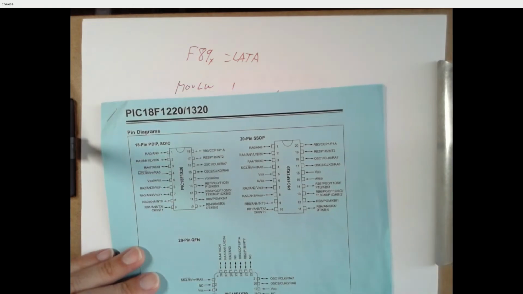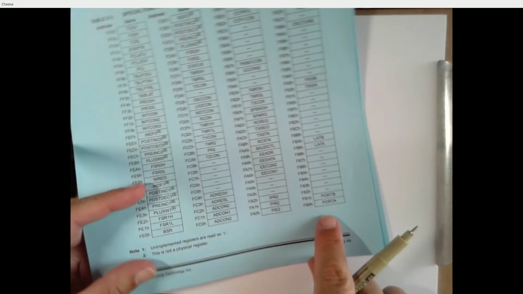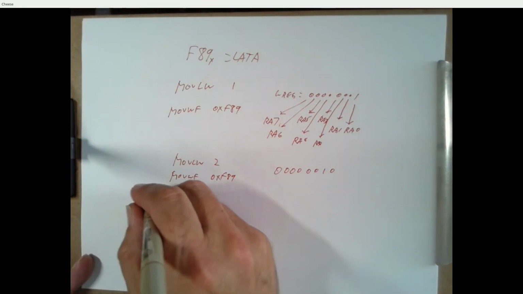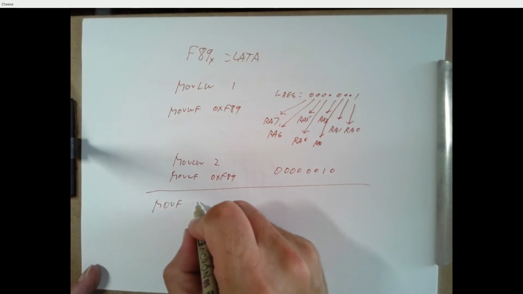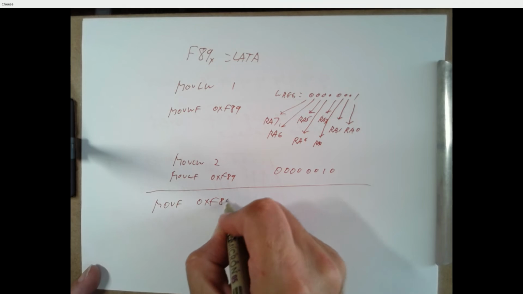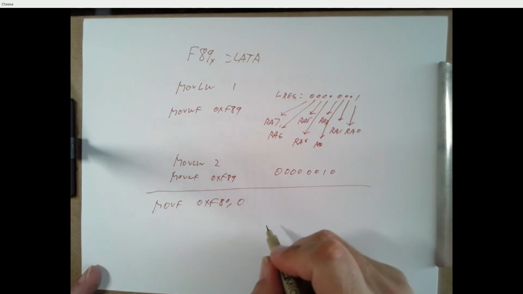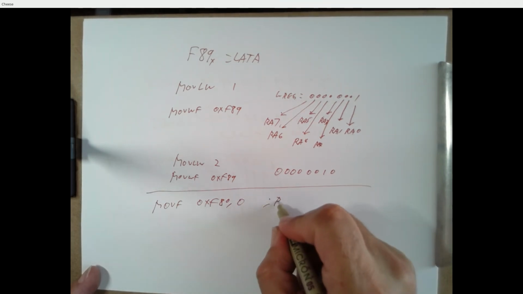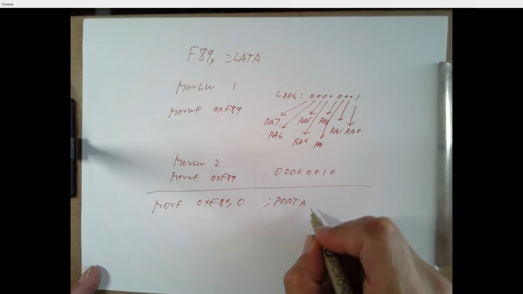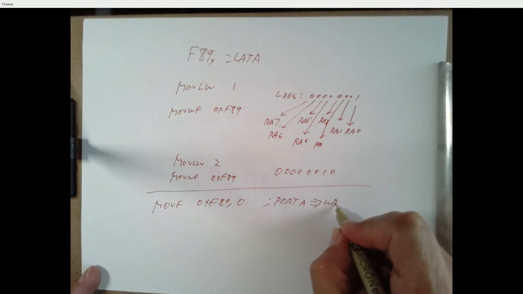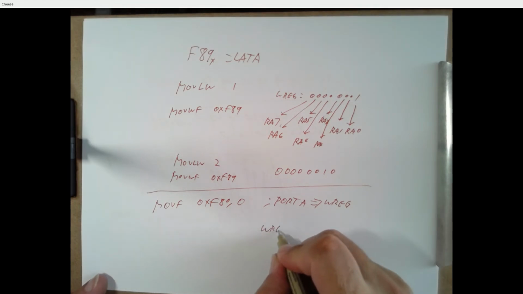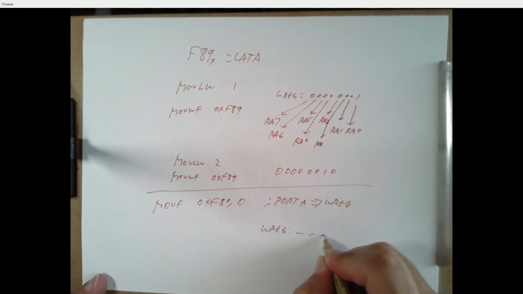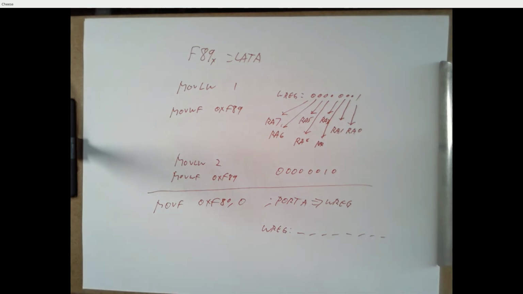And to do input, we read from this port called port A, which is hex F80. So suppose we do the following. Move file register F80, 0. And my comment here is port A is being sent into the W register. Well, after this instruction executes, the W register is 8 bits.